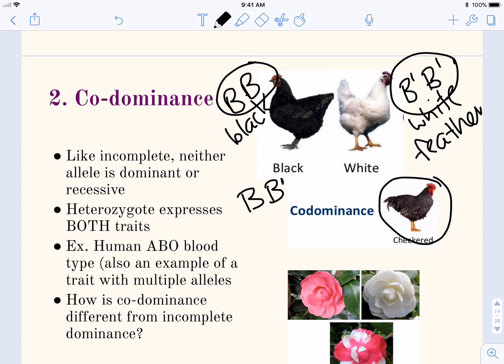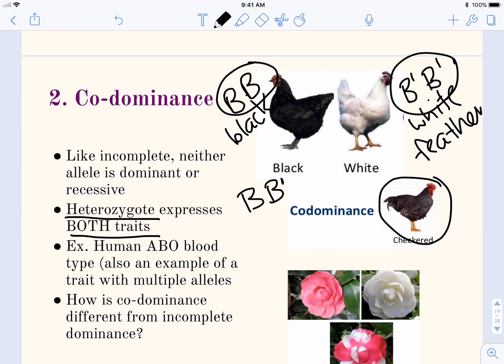So one similarity between codominance and incomplete dominance is that it is always the heterozygote that is going to show that new or interesting phenotype. And in codominance, it's not going to show a blend. It's going to show both traits at the same time.